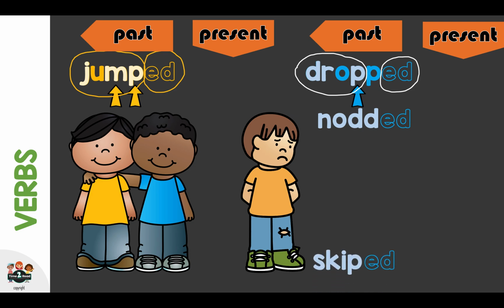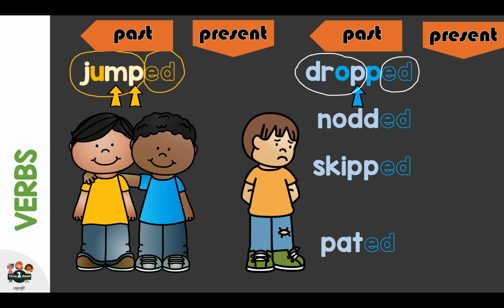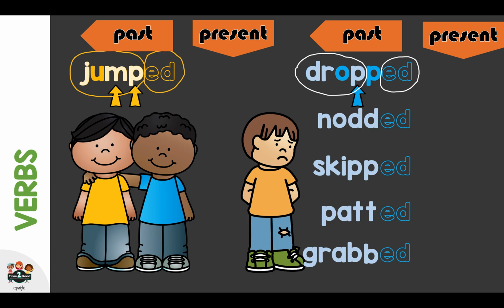We would read Skyped. Let's rather have double P to keep it skipped. We would read pated. That's why we need double T so that we will have no smiley E. We would read grabed. That's why we need double B to have grabbed.